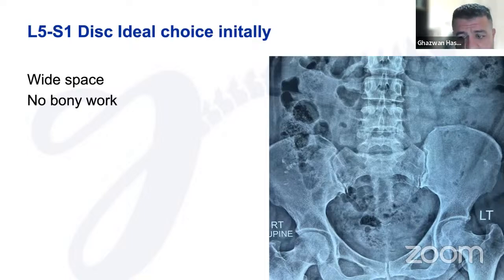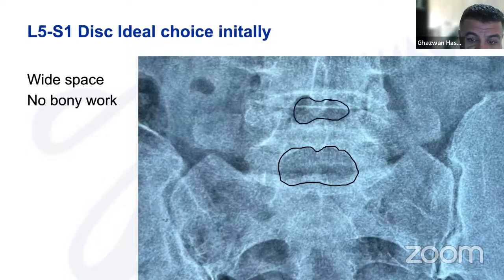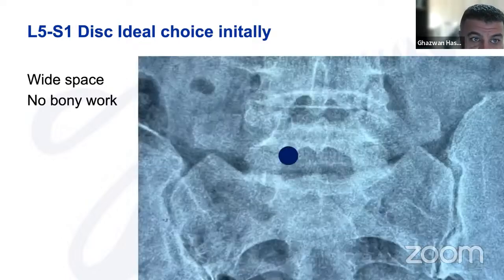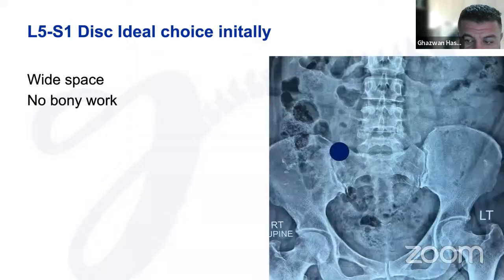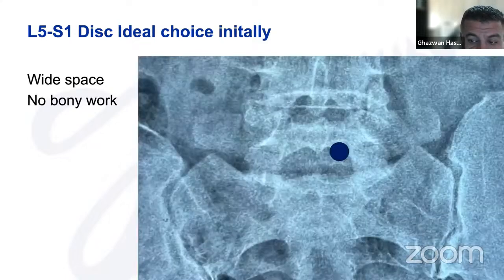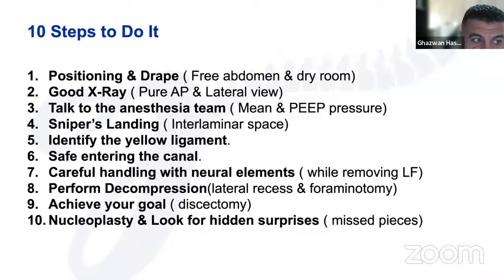The first case to start with for interlaminar is L5-S1. As we know, the interlaminar space at L5-S1 is bigger and wider compared to the other levels, and also you don't need bony work at that level. This is the entry point for the right side, and you can start at 10 o'clock at the right side and 2 o'clock at the left side of the patient.